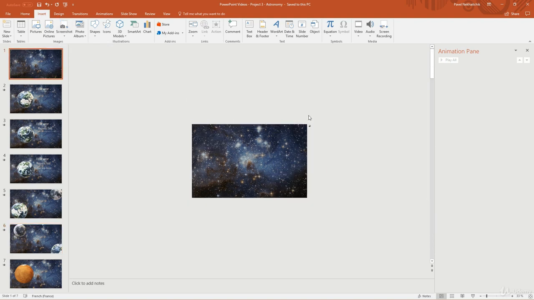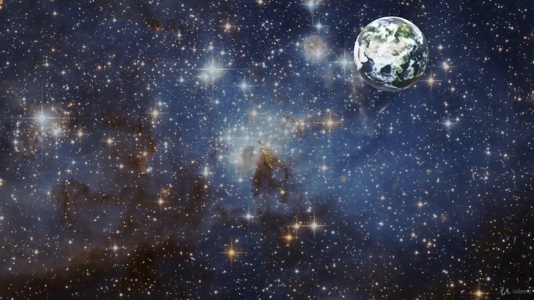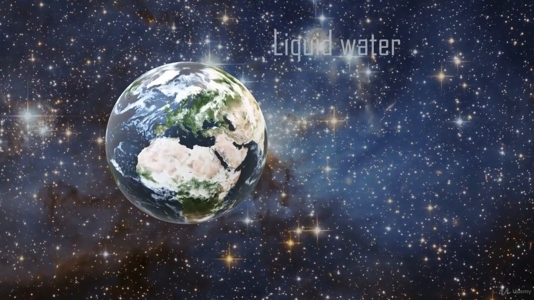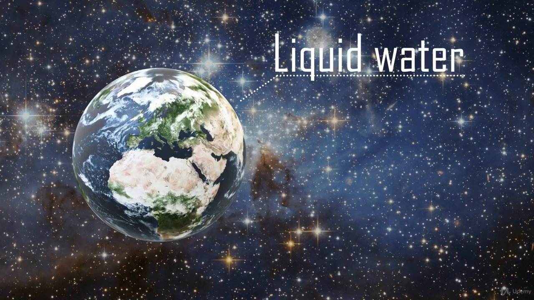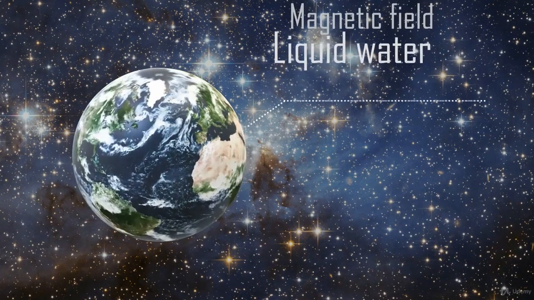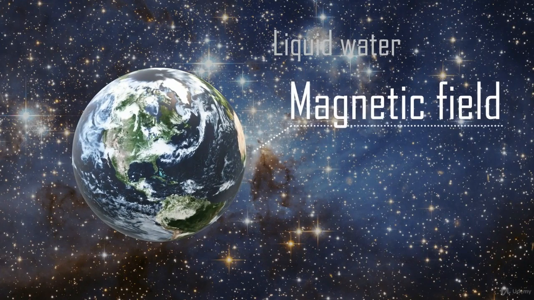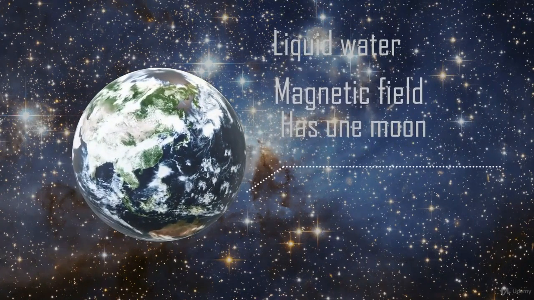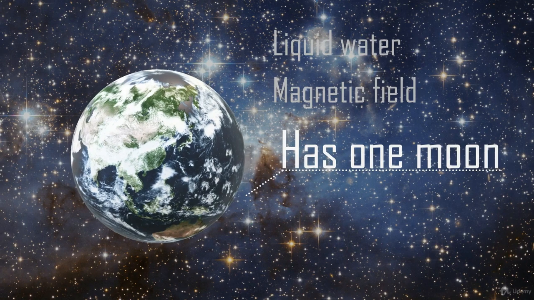So let's watch this from the beginning. So Earth, the only planet in our solar system which harbors life because it has liquid water. It also has a magnetic field, and it has one moon. And by the way, the proportion between the planet and the moon is the biggest one among all the other planets of our solar system, which is pretty unique.